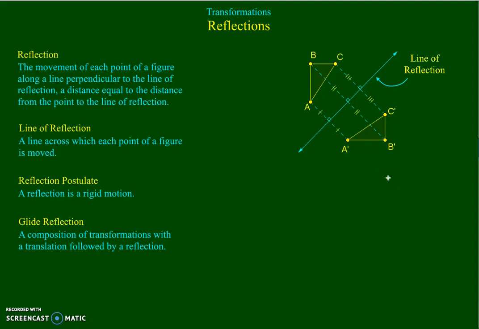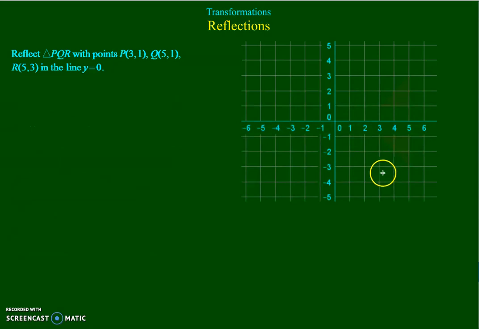Let's go ahead and look at an example and put the idea of reflection to use. In this example, we have triangle PQR with these coordinates. Let's go ahead and graph that first. So P is at (3, 1). So here's (3, 1), (5, 1), and (5, 3). So there's our triangle. And we'll just make a really bad triangle here. I don't want to take the time to draw one formally.